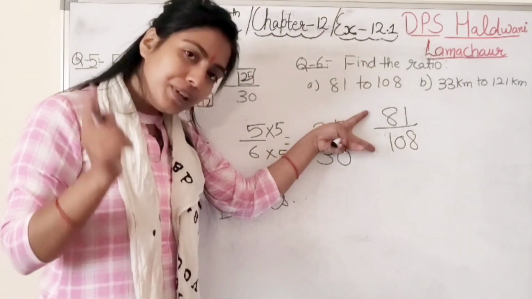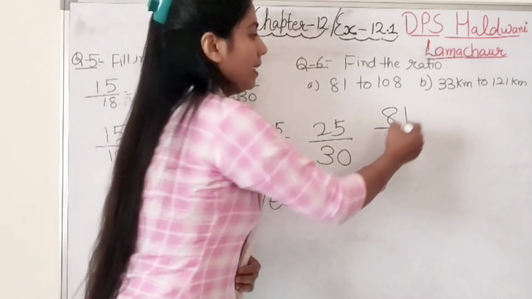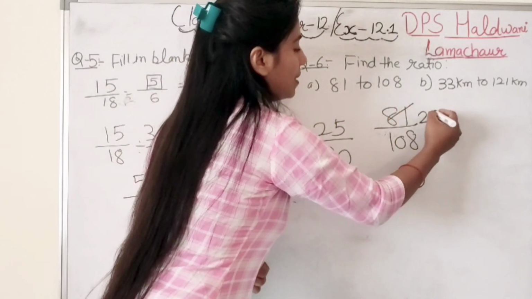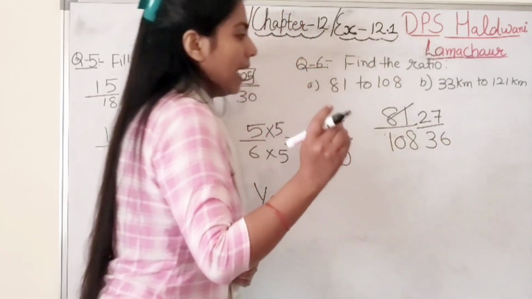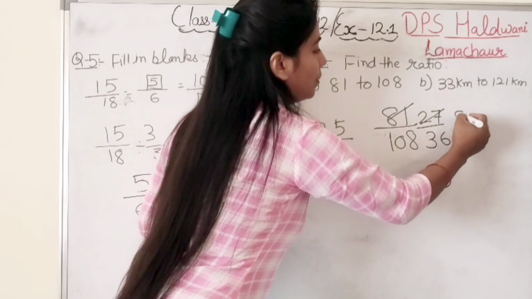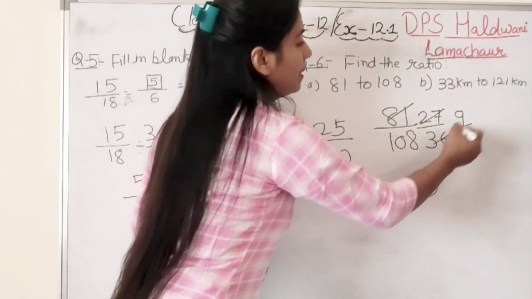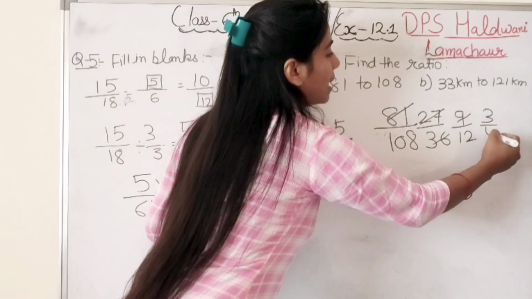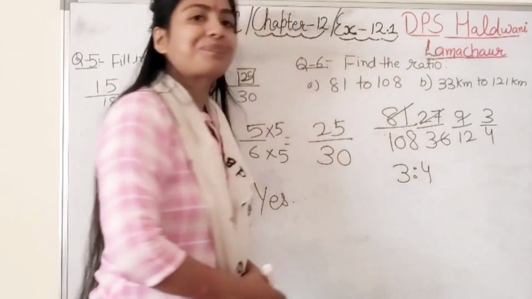Whenever it is a fraction term, reduce into lowest term. 8 plus 1 is 9, so 3 table. 3 twos are 6, 3 sevens are 21. 3 threes are 9, 3 sixes are 18. Again, 3 nines are 27. 3 ones are 3, 3 twos are 6. Again with 3 table, 3 threes are 9, 3 fours are 12. It means the ratio is 3:4.